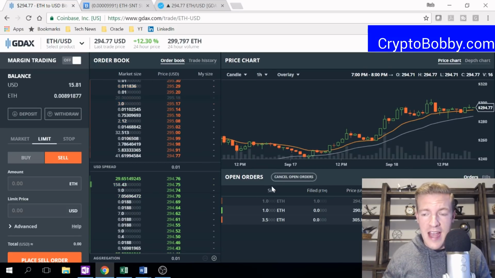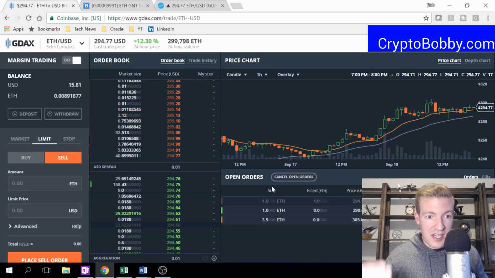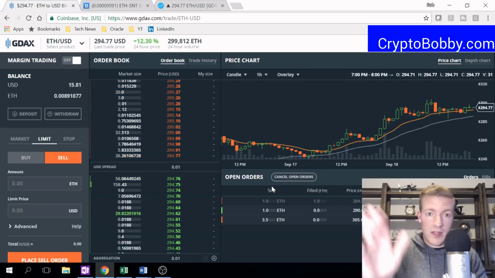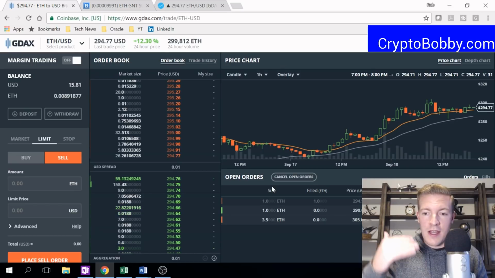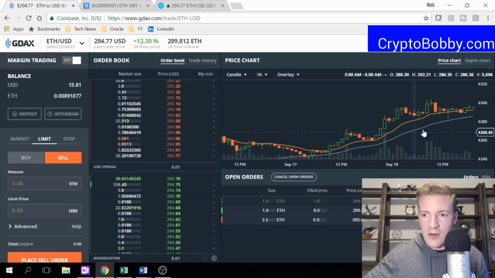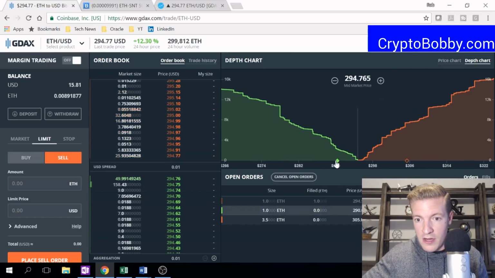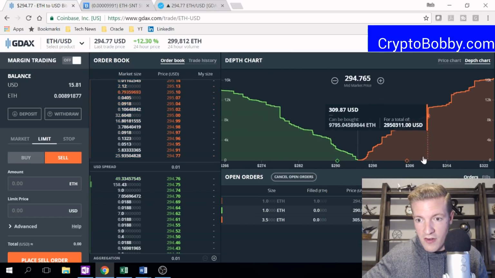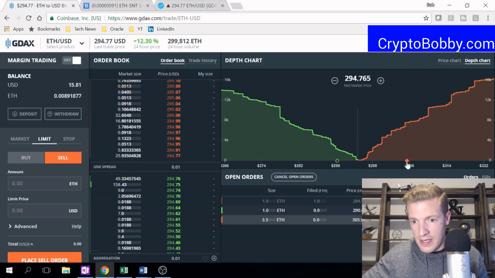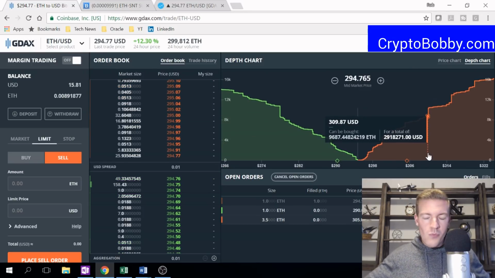But the benefit is, if you're trying to take profits, if you want to guarantee that you're going to make yourself money, if you bought at $290 and you just want to take a little bit of profit and take some risk off the table, set a higher sell order and sit back. And if you're sleeping, or at work, whatever it is, that order is going to execute. If we zoom out here on the depth chart, you can see here's my buy order at 290, here's my sell order at 305, and that's that.